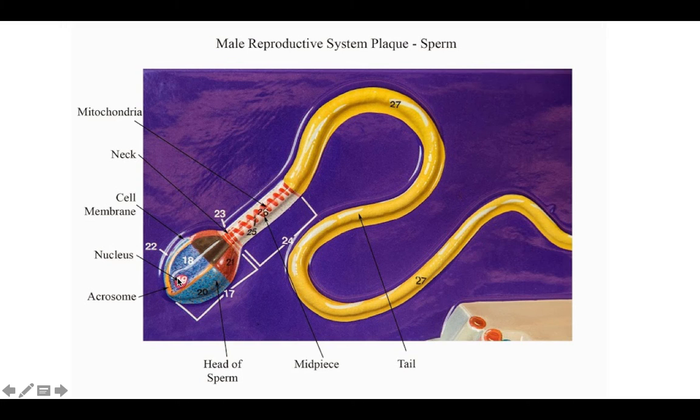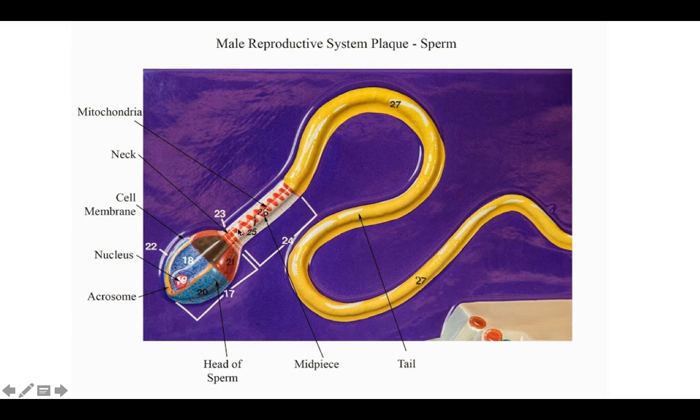The head is also going to contain what's called the acrosome. So the acrosome is this cap right here that they're showing you. And that acrosome is going to contain materials that are important for digesting the outer portions of the ovum, so that the genetic material from the sperm cell can make it to the interior of the egg. So that's the importance of the acrosome.